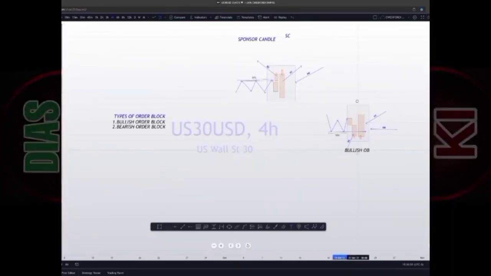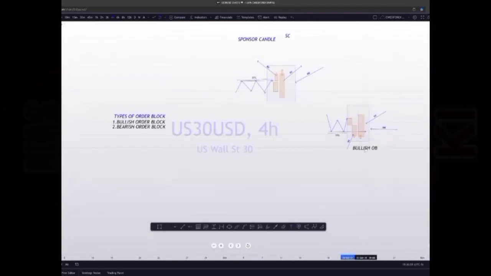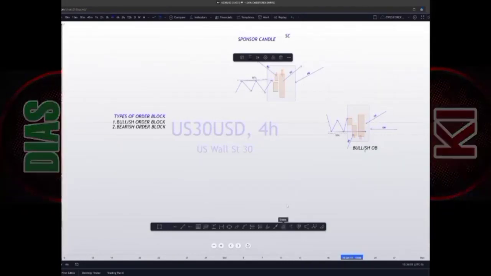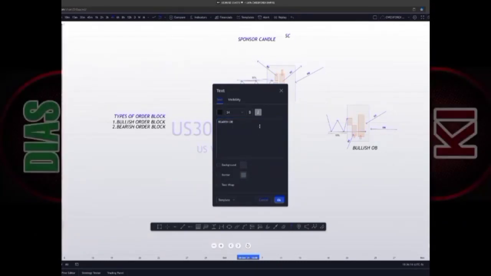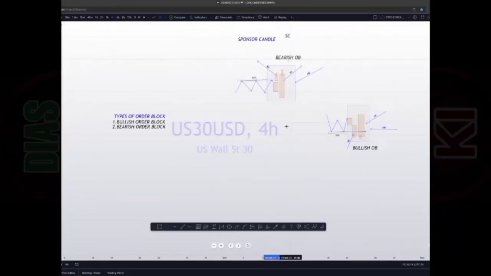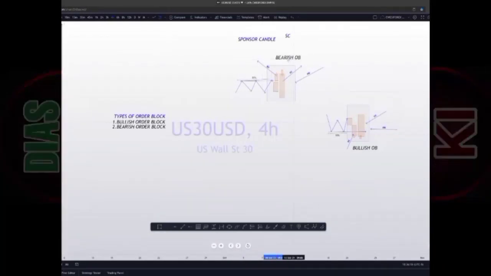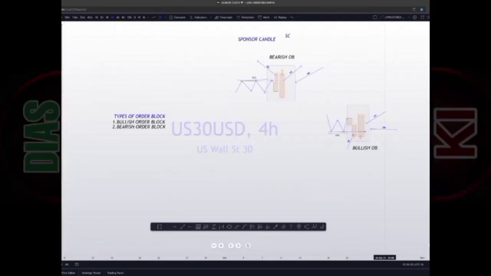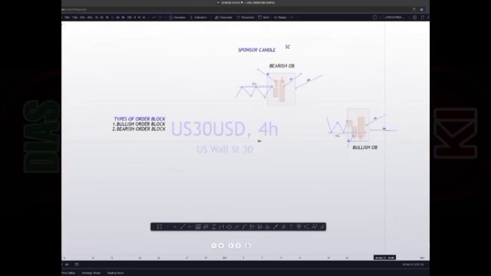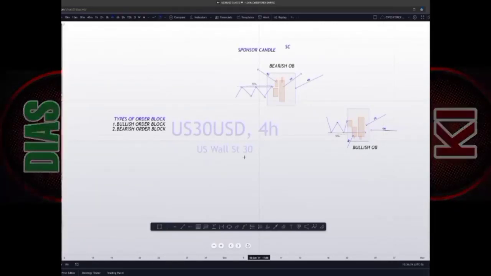So bullish order block. Have bearish order block. So bearish order block rests to the opposite of the buy. Bullish order block also gives us a bullish buy to the upside. So let me give you some examples in the chart.